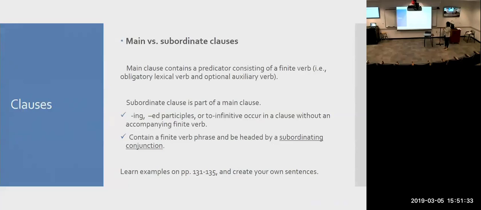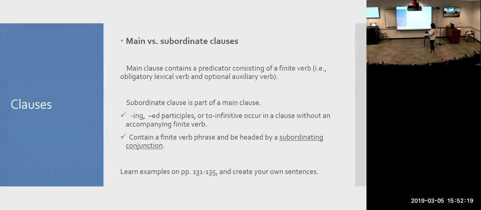So if we talk about the ing, ed, or to infinitive clause, then we know this is a subordinate clause, right? Then what is a main clause? Usually the main clause contains the finite verb. But ing, ed participle, and to infinitive are not finite verbs. Second, if you see a finite verb headed by a subordinating conjunction, then you know that is also a subordinate clause.